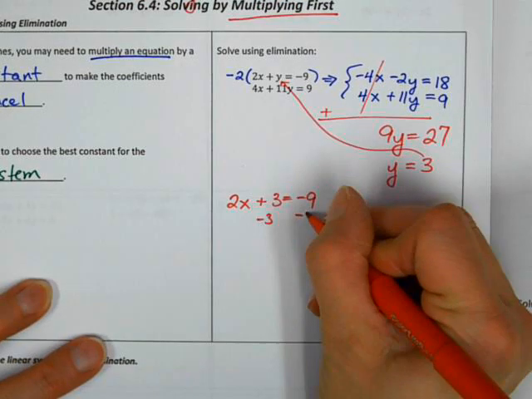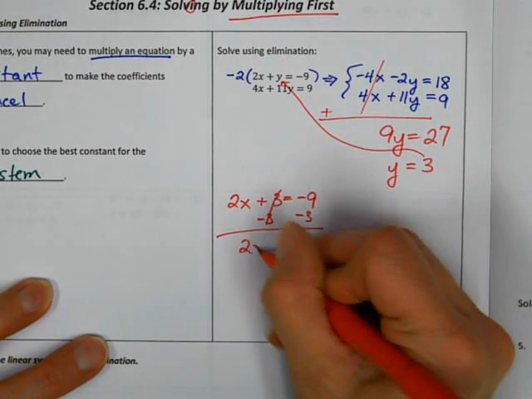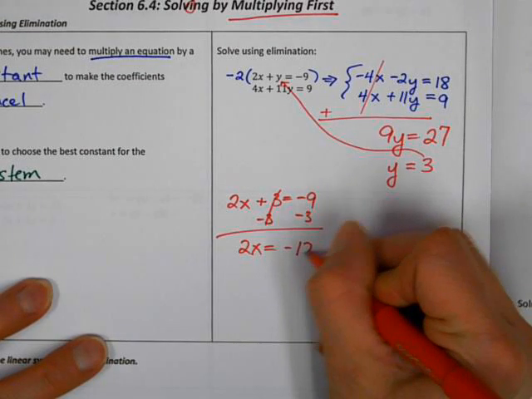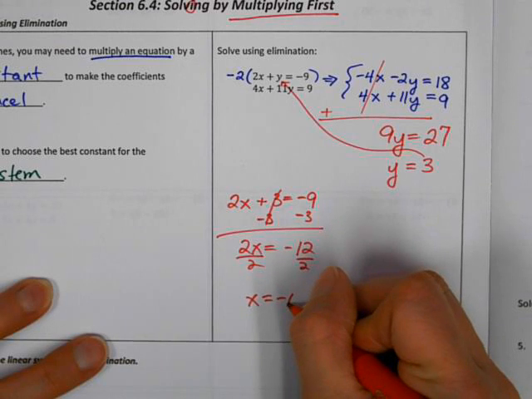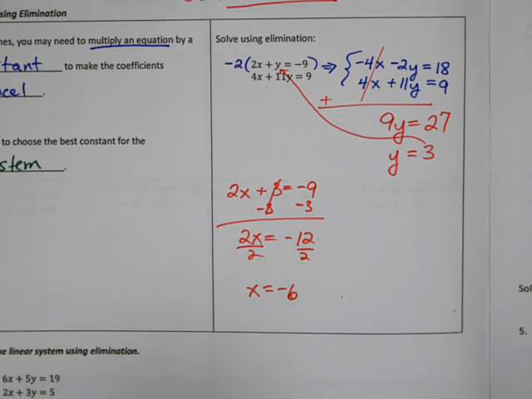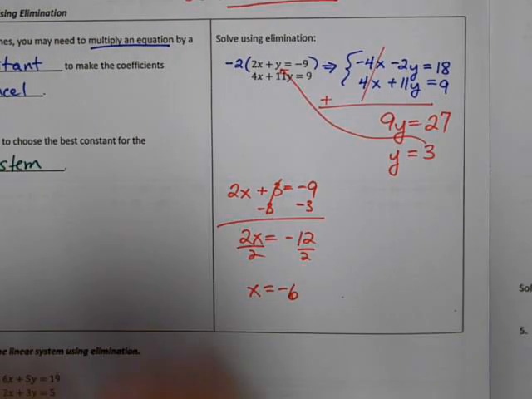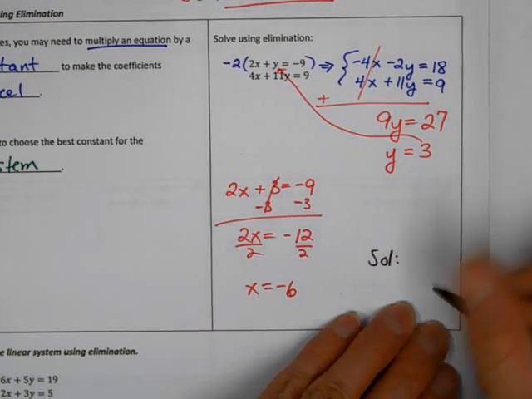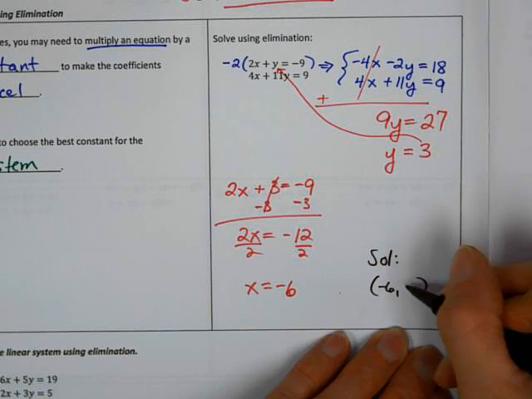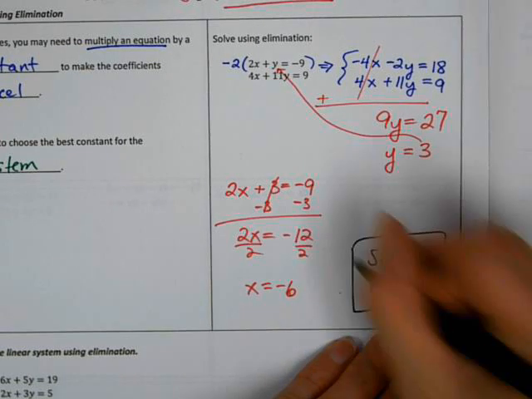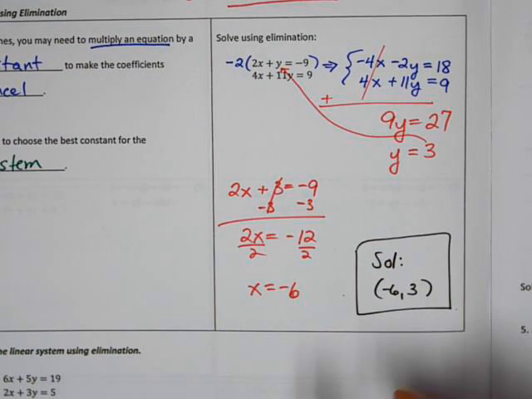Let's subtract 3 from both sides. 2x equals negative 12. Divide by 2. X equals negative 6. Now let's not forget, you can't just leave your work hanging out like this. You have to write the official solution, which is an ordered pair, which means the x number and the y number have to go together like a set. Together they are the solution to the system.